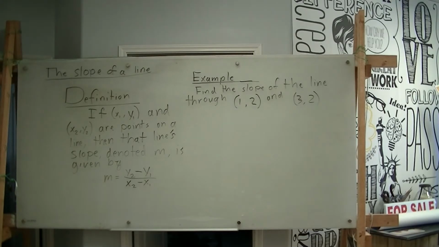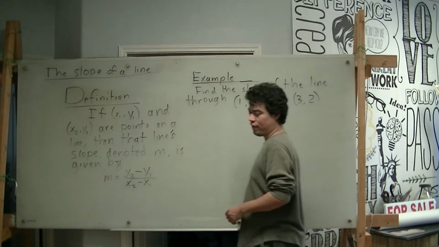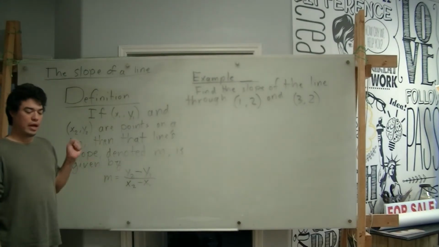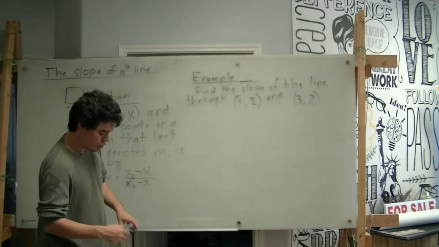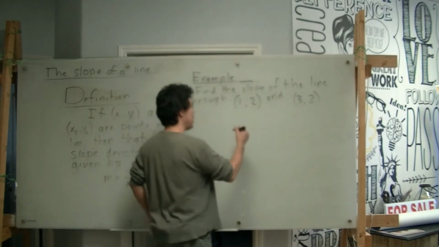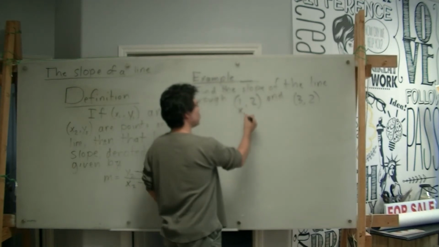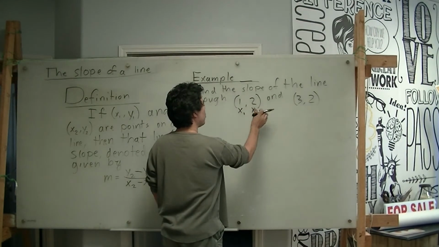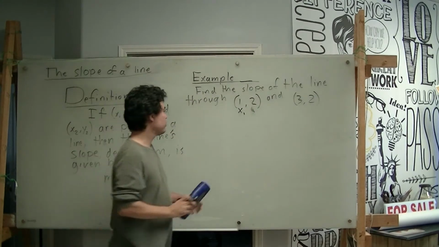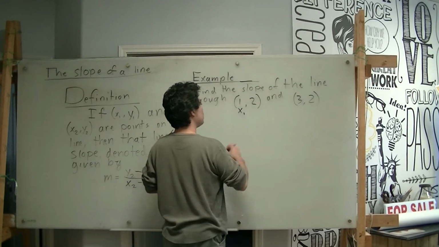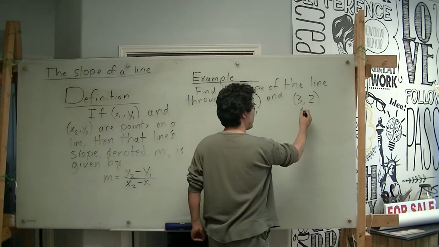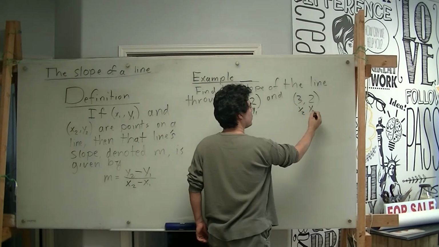So now we're going to do this next example, calculating the slope of a line. We're going to calculate the slope of the line through the points (1, 2) and (3, 2). So let's first do this the way we started. We're going to write down that this is going to be our x1, this is going to be our y1. This is our x2, and this is our y2.